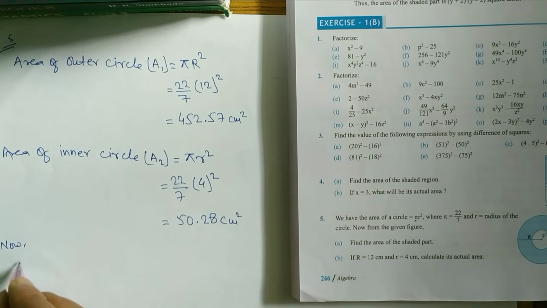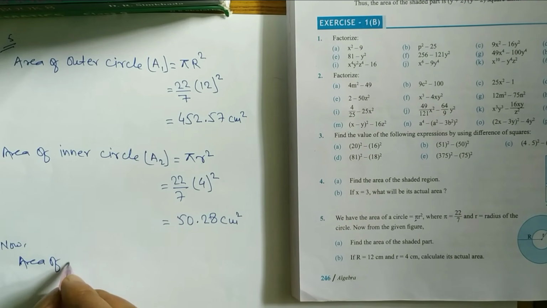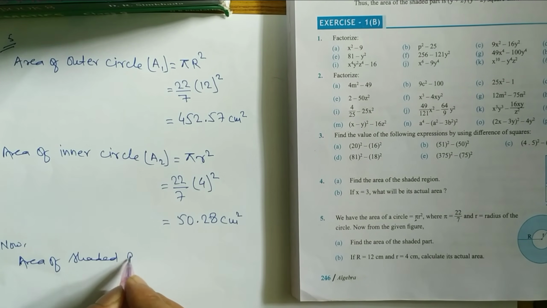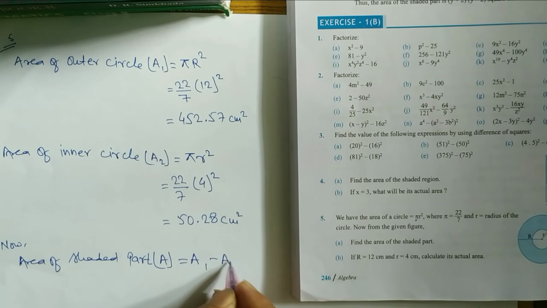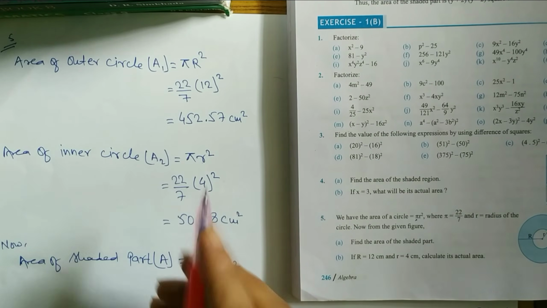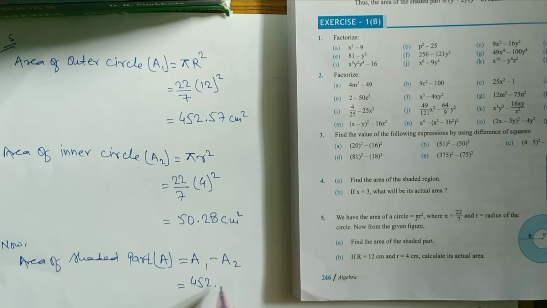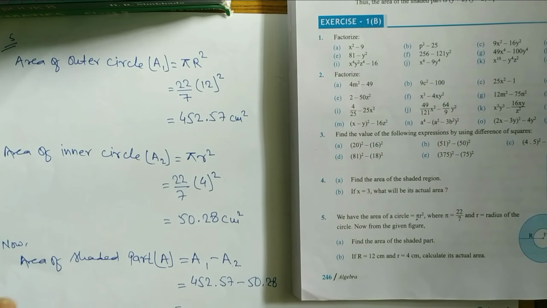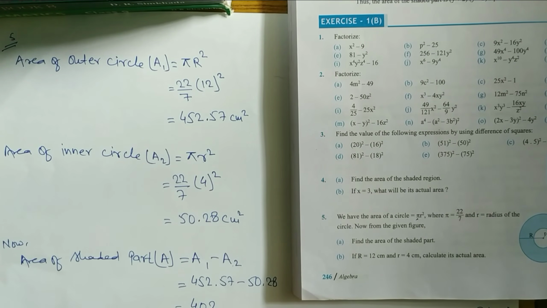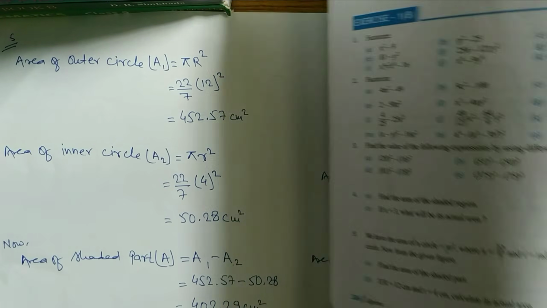Now we have to find out area of shaded part. A is equal to A1 minus A2. A1 is equal to, what is here? 452.57 minus A2, value of A2 50.28. When you subtract this, we get 452.57 minus 50.28. We get 402.29 centimeter square.